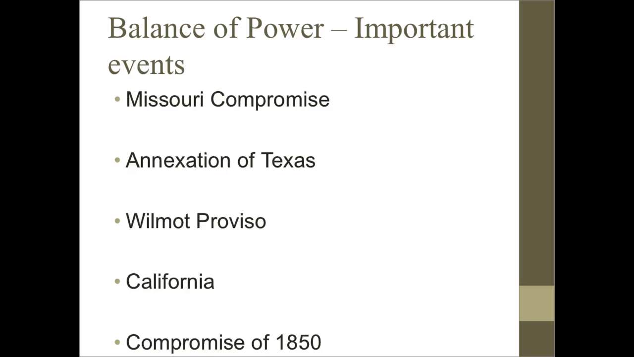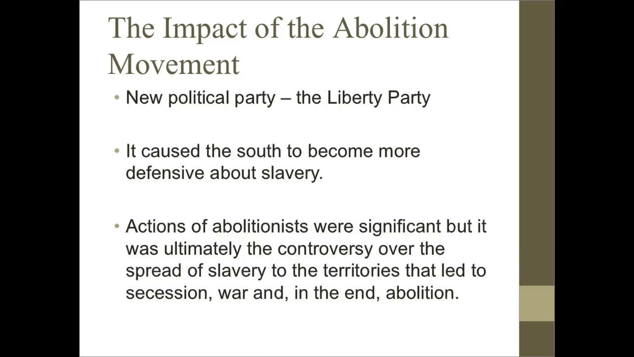California came in as a free state, and then they also passed a more stringent Fugitive Slave Act and said there would be no slave trade in Washington, D.C. But like I said, it made nobody happy, and it's going to lead to more and more tension between the areas. Another point of tension was the abolition movement.